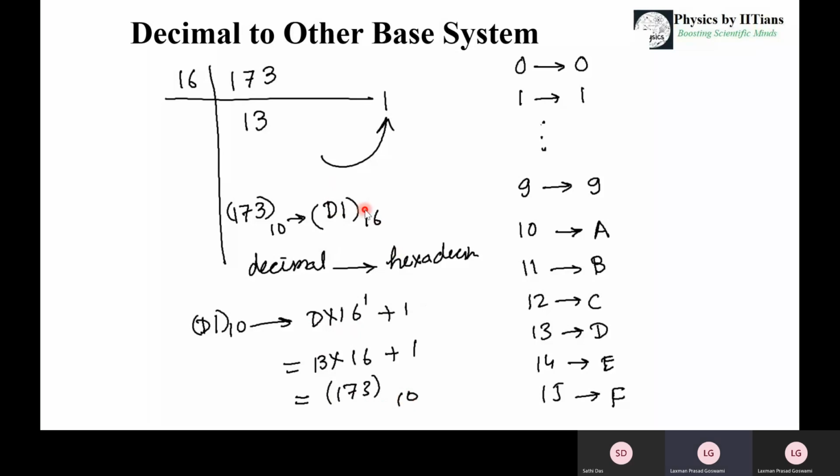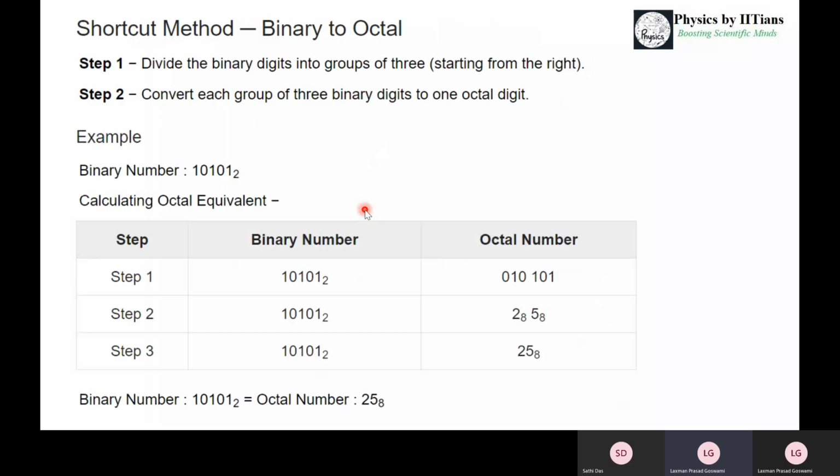So up till now, we have understood how to convert a number system into the decimal number system, or how to convert a decimal number into another number system like binary, octal, or hexadecimal. Okay, now we will see the interconversion of other number systems, like binary to octal. There is a simple procedure.